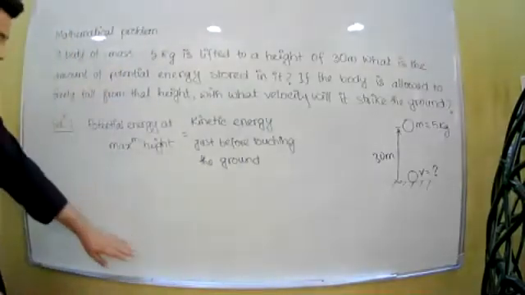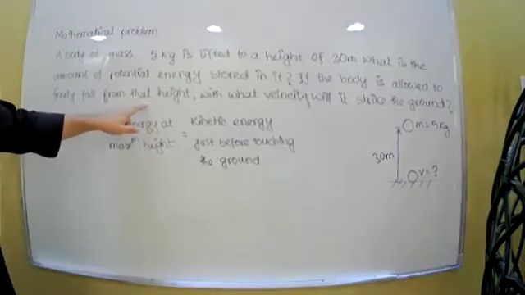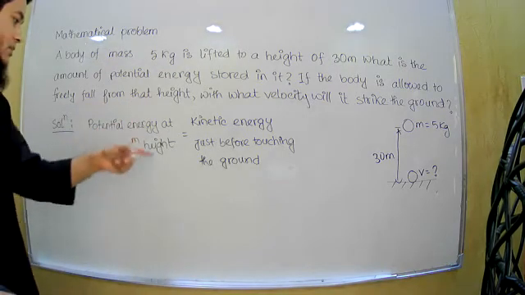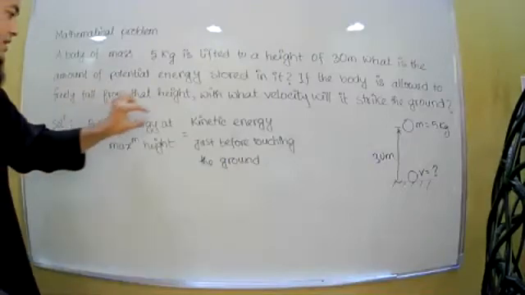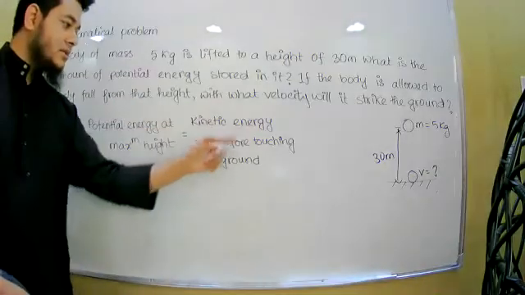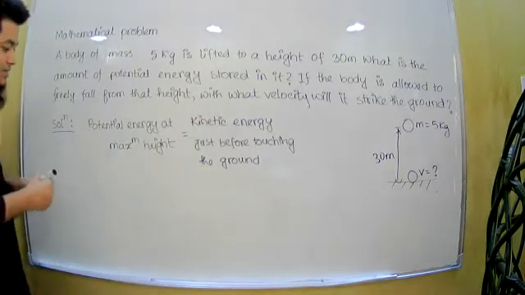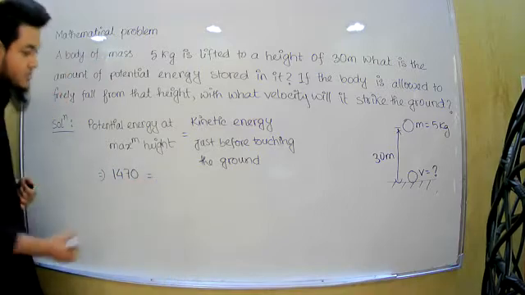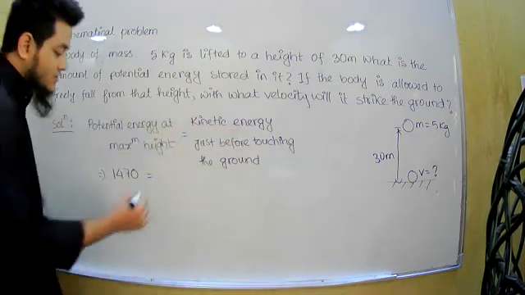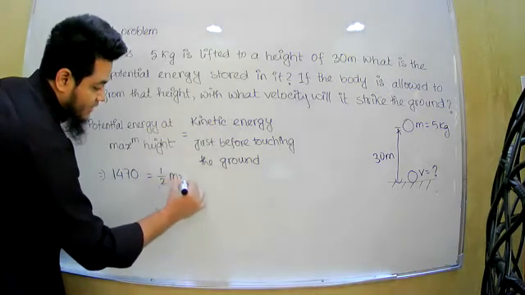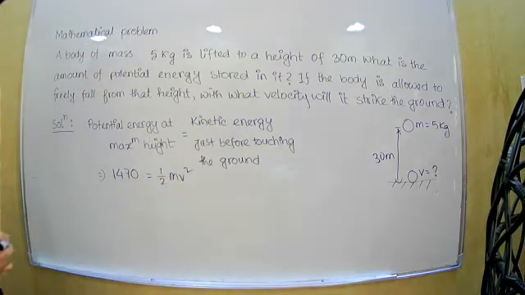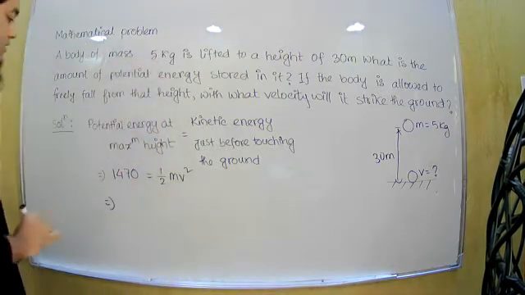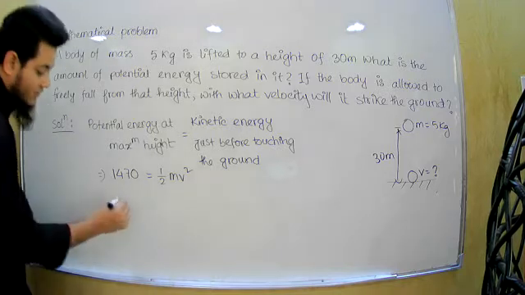So then after this, when we start solving the second part, you will write this. Okay, potential energy at maximum height. You will write, we know potential energy at maximum height is equal to kinetic energy just before touching the ground. So potential energy at maximum height, we just calculated, that is 1470, is equal to kinetic energy just before touching the ground. What is the expression to calculate kinetic energy? Half mv square, right? Okay, so from here we know the value of m, that is mass equal to 5 kg. So we can easily calculate velocity v.